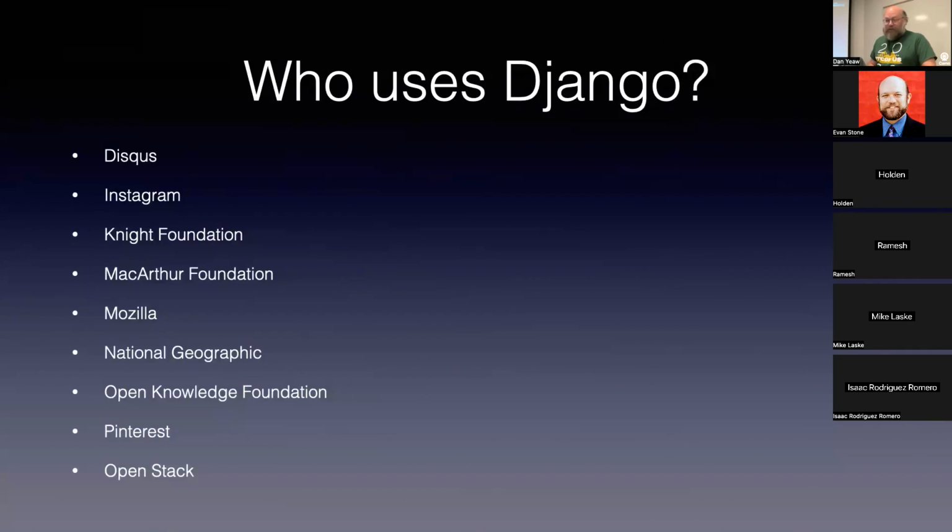Who uses Django? Disqus, Instagram, Knight Foundation, MacArthur Foundation, Mozilla, National Geographic, Open Knowledge Foundation, Pinterest, and OpenStack. These are all the key companies listed on Django's own website.